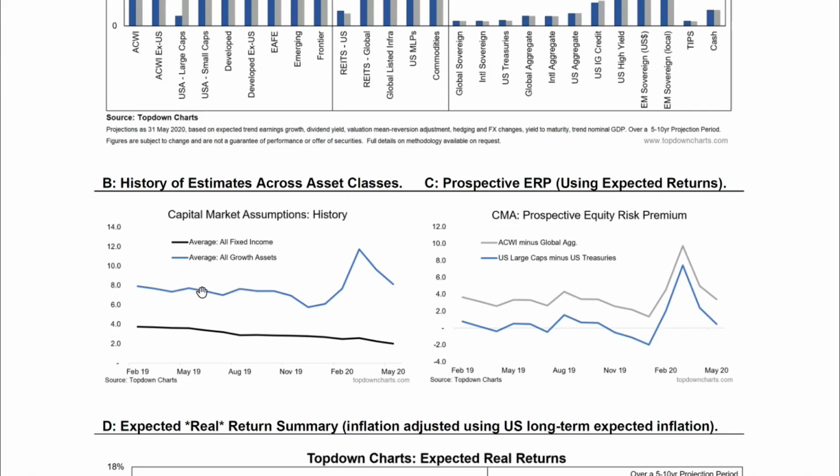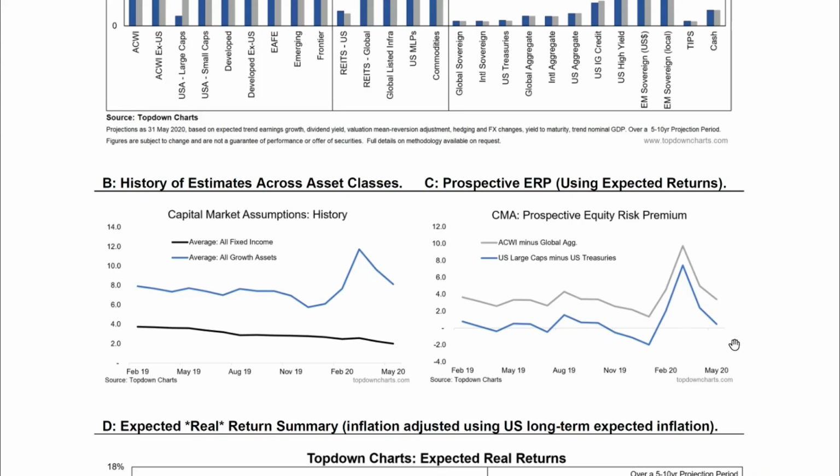For growth assets, you can see that it actually reached quite a significant low point around the turn of the year. And then, of course, into the March crash, got a significant step up in average expected returns across growth assets, went from, I believe that's about 6% up to 12%, so almost doubled.